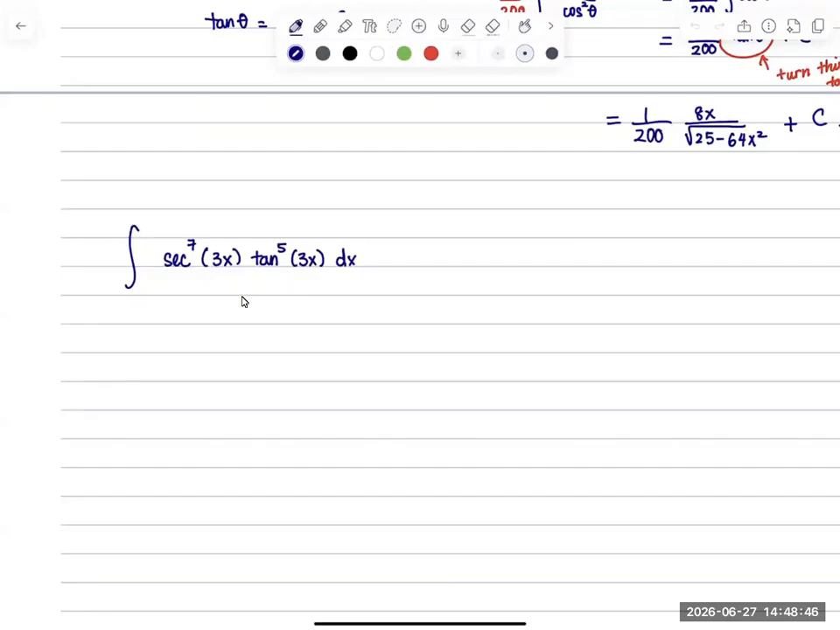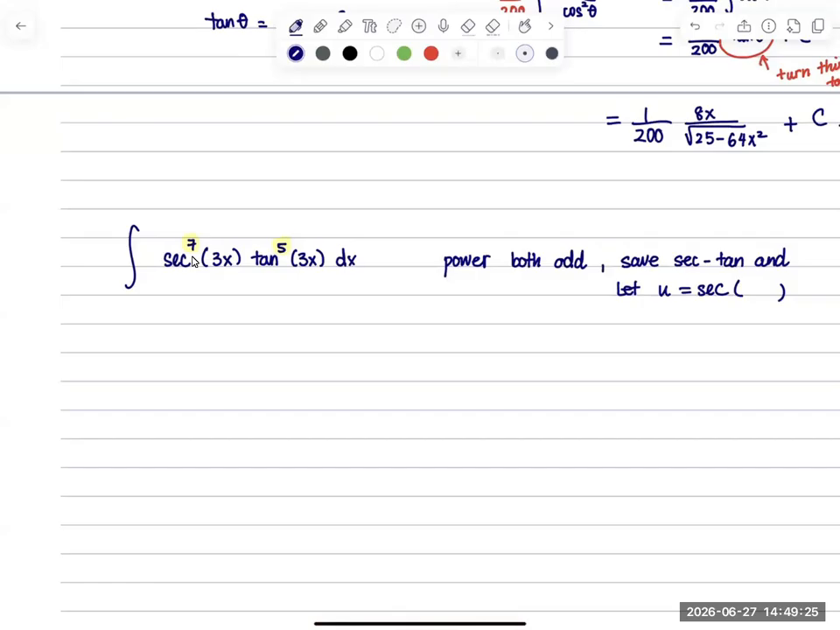Right, so this is an integral of a trigonometric function that involves secant and tangent, and the powers of the secant and tangent are both odd. When the powers are both odd, we're going to save one secant tangent and let u equal secant. Okay? All right, so seeing they are both odd powers, I'm going to save one secant tangent.